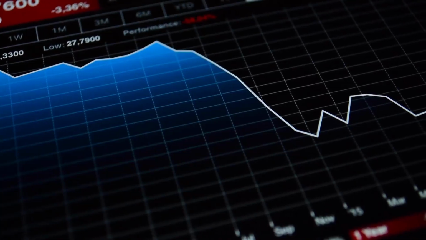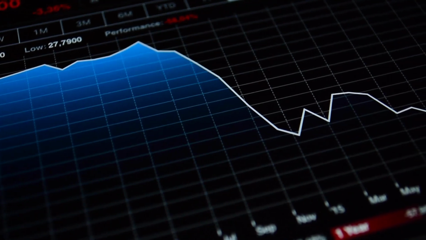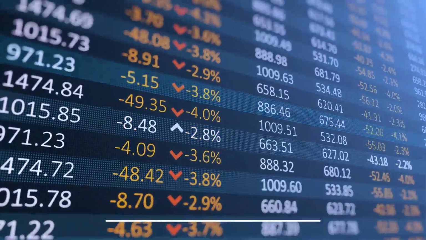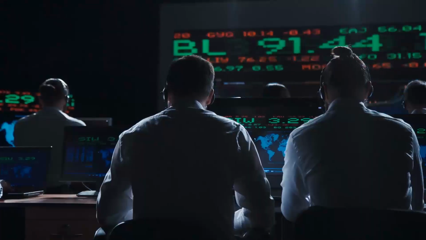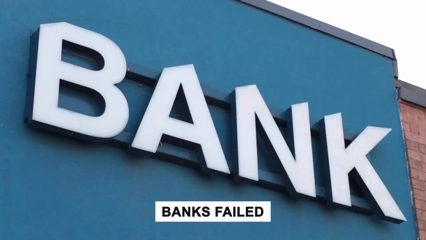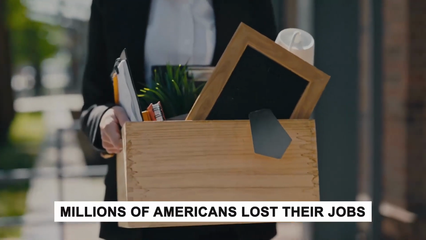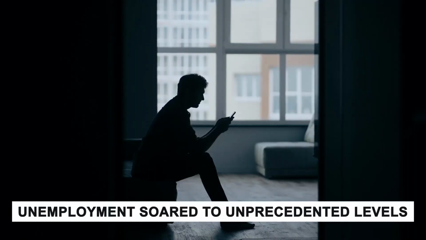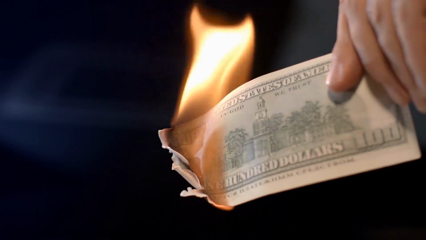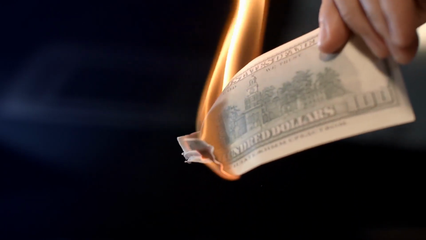What led to this crash? Several factors played a role, including rampant speculation, margin trading, and overvaluation of stocks. The consequences were devastating. Businesses collapsed, banks failed, and millions of Americans lost their jobs. Unemployment soared to unprecedented levels. The Great Depression wasn't just a catastrophic event, it also provided invaluable lessons for the world of finance. Let's explore some of these lessons.